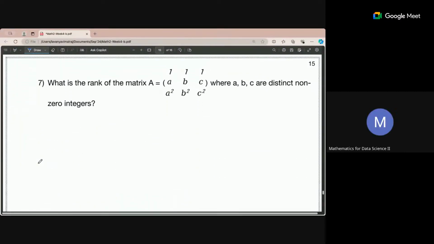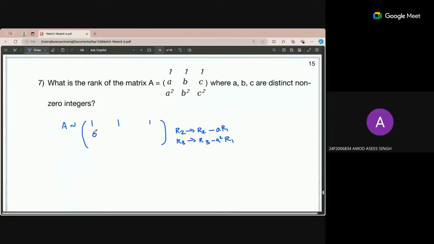What is the rank of this matrix? So how do you find the rank of this matrix? Here you have to do the REF only. Instead of numbers, you have variables here, that's all the difference. To find the REF, what is the first step we can do? R2 equals R2 minus A times R1, and similarly R3 equals R3 minus A squared times R1. So what is the resulting matrix?